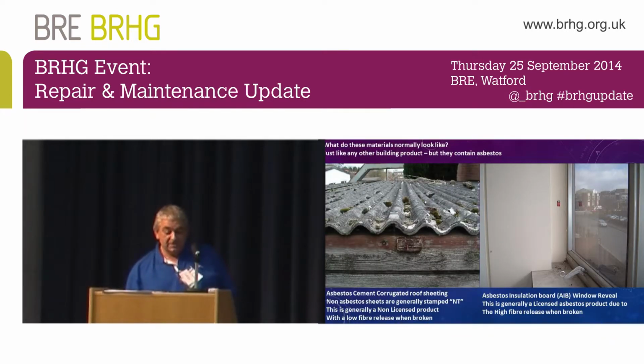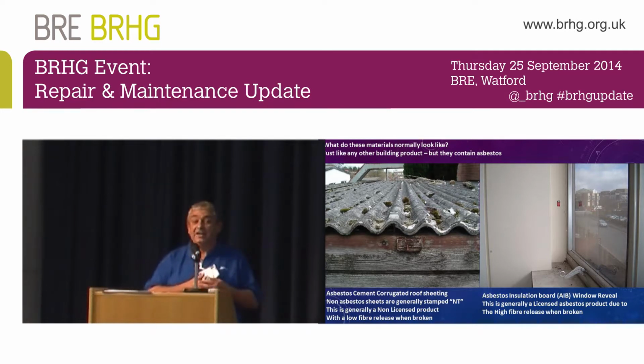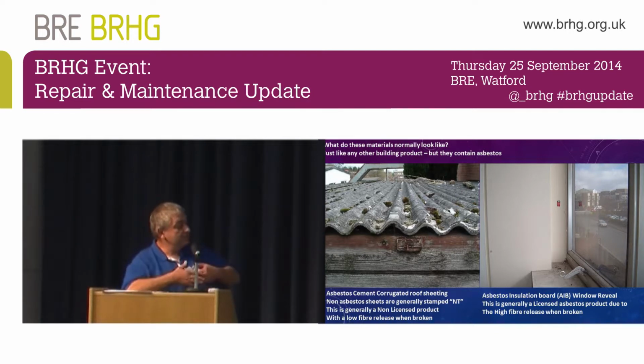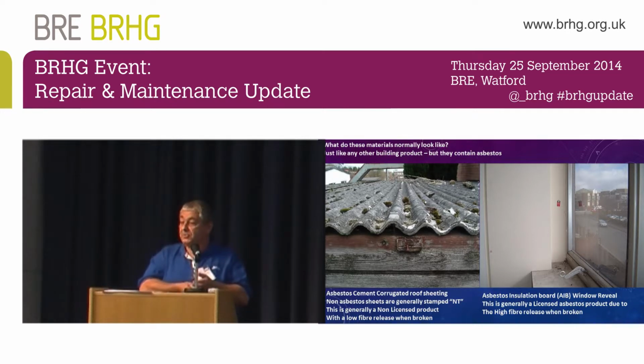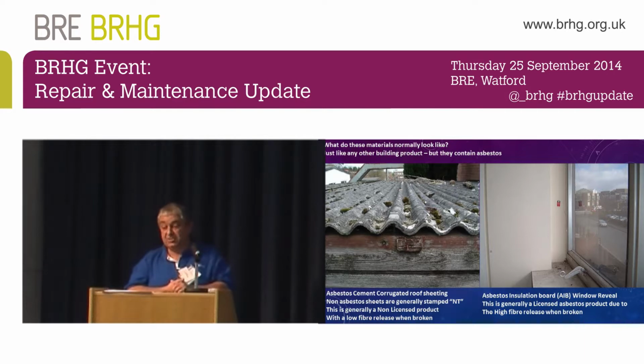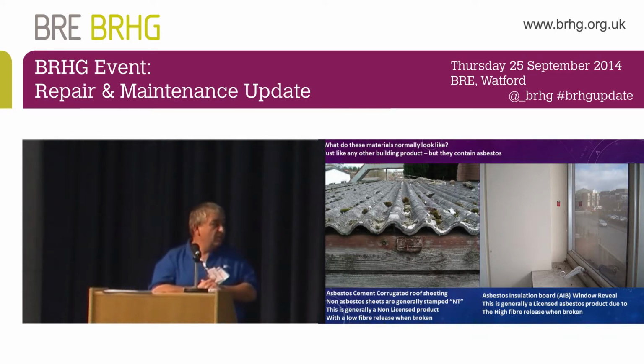What do these materials look like? What do asbestos-containing materials look like? They look like any other building materials. Don't look any different. We get quite a lot of problems as surveyors differentiating between asbestos insulation board and modern Superlux and Tentex boards. Needs to be sampled to find out. Asbestos cement corrugated roof sheeting: non-asbestos cement sheets are sometimes stamped with NT on the edge of the sheet. Drain pipes and gutters, the non-asbestos ones, NT. It just means new technology, and sometimes the old one will be AT, but not always. You see, it's not guaranteed.